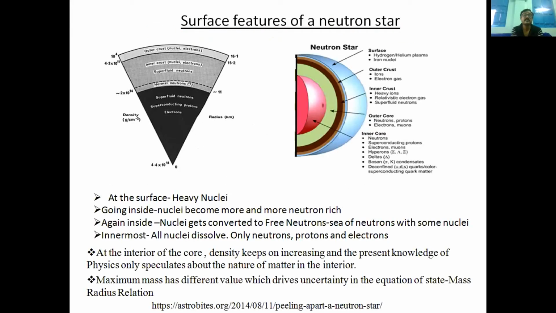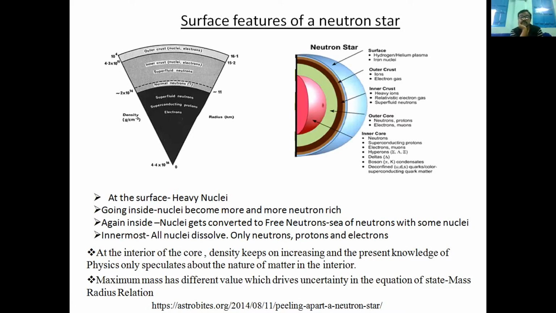Now coming on to the surface features of a neutron star, here you can see the cross-sectional view in two ways. At the very surface, heavy nuclei are present. When we go slightly inside, nuclei become more and more neutron rich. Going further inside, nuclei get converted to free neutrons. We can see a sea of neutrons with some nuclei embedded in it. And at the innermost, all nuclei dissolve, and only neutrons, protons, and electrons remain. The neutrons may be acting as superfluids and the protons may be acting as superconductors, and the electrons are there to maintain the charge neutrality.